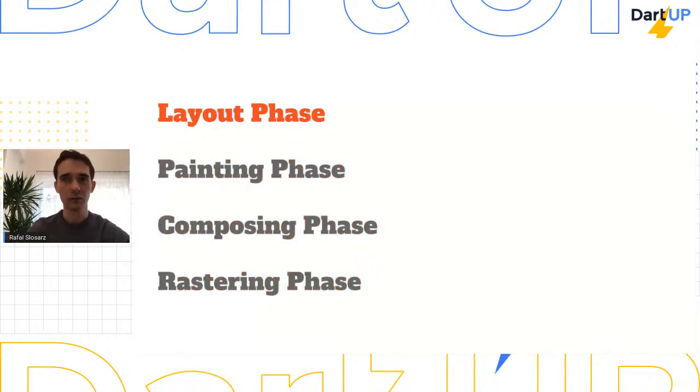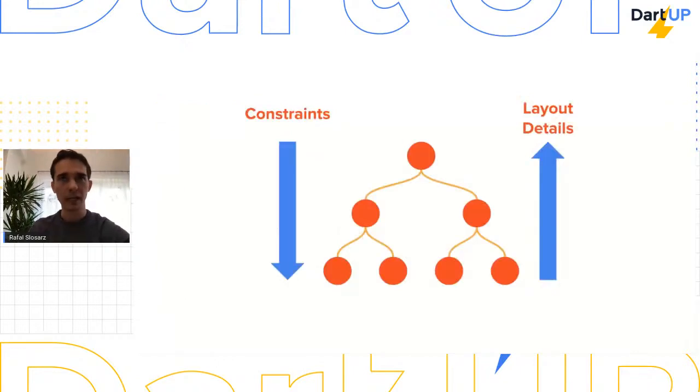Of course, we can use particular elements of slivers also in the painting phase or in the composing phase as well. But this is not strictly connected with scrolling itself, so that's why I'm going to talk only about the layout phase. And in Flutter, the layout phase works as follows. We have the whole widget tree, and the parent widget asks the children to give it their size, regarding the constraints that the parent gave the child.